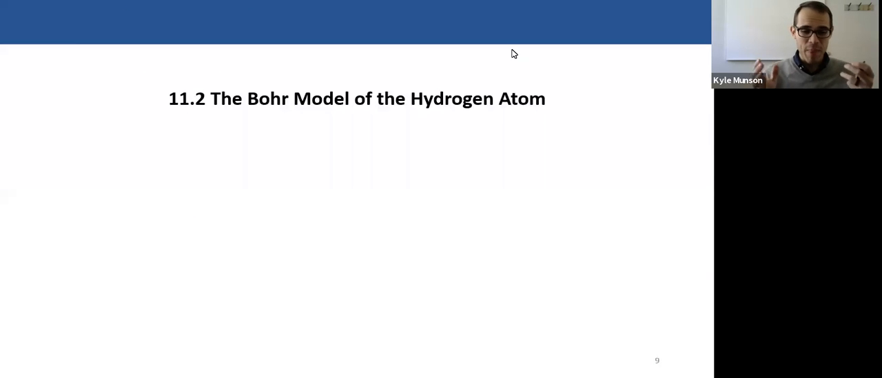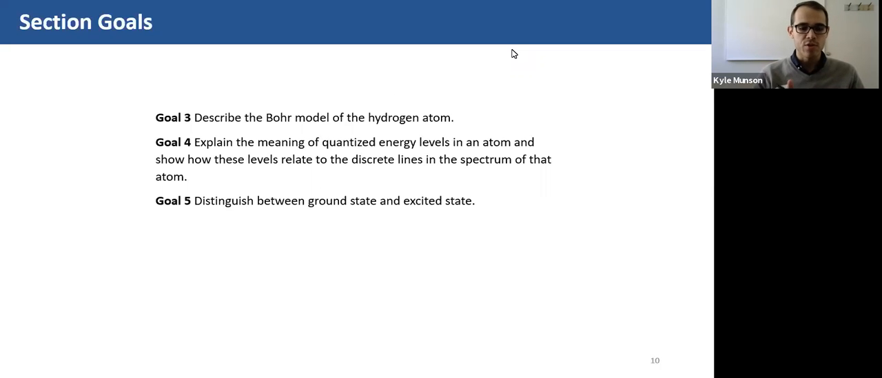Here we are talking about the Bohr model for the hydrogen atom. In this section, our goals are to be able to describe the Bohr model, explain the meaning of quantized energy levels in an atom, and show how these levels relate to the discrete lines of the spectrum of an atom. Finally, we want to be able to distinguish between the ground state and excited state.